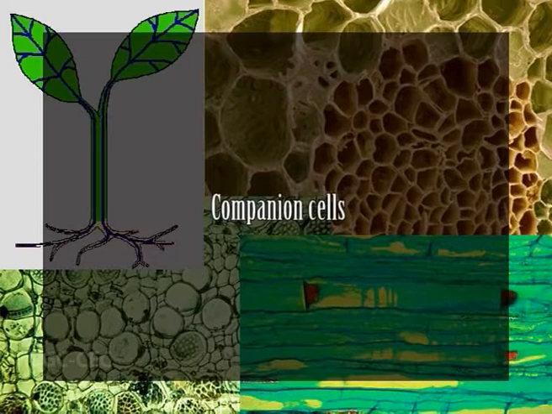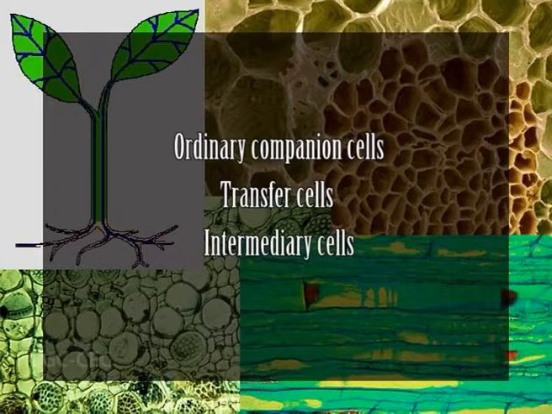Now, companion cells. Companion cells play a role in transport of photosynthetic products from producing cells in mature leaves to the sieve elements in small veins of the leaf. There are three different types of companion cells: ordinary companion cells, transfer cells, and intermediary cells. All these cell types have dense cytoplasm and abundant mitochondria.